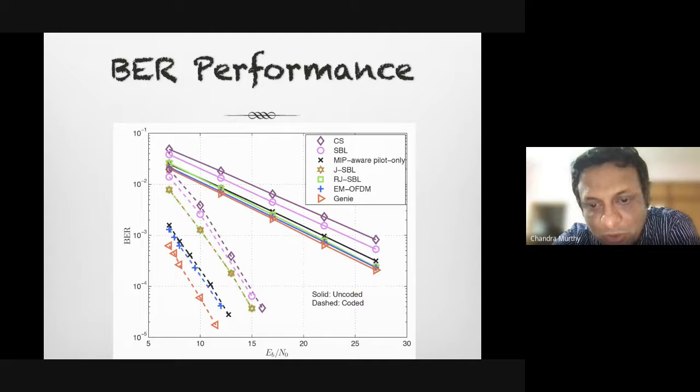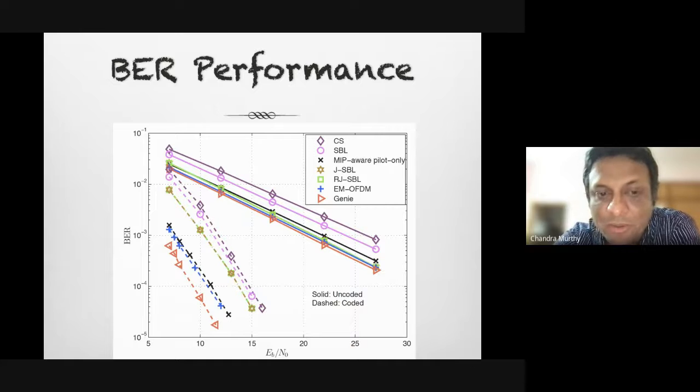But when you go to the coded case, you can see that the MIP aware pilot only is actually much better than this joint SBL, the green curve, right? And so the reason I point this out is because most practical communication systems these days are coded communication systems.